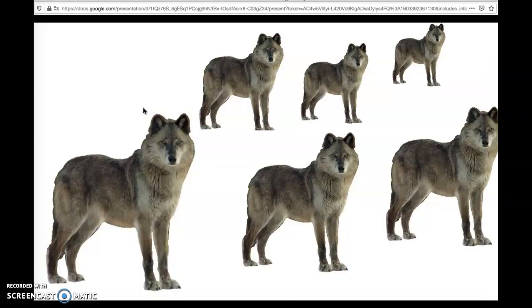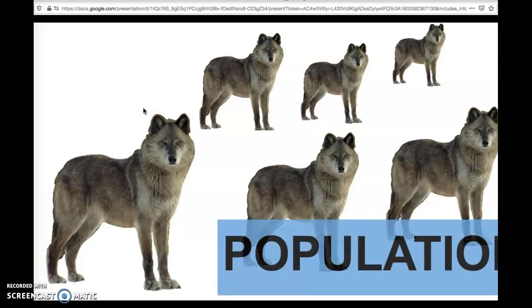Next picture here, we've got a group of wolves. What do you think those are in our classification system? I hope you said population, right? Because all of the wolves are the same species. We don't have any mice here. We don't have any plants in here, so it's not a community. And we have more than one wolf, so it's not an individual. It is definitely a population. They're all the same species. They all live in the same area. Population.